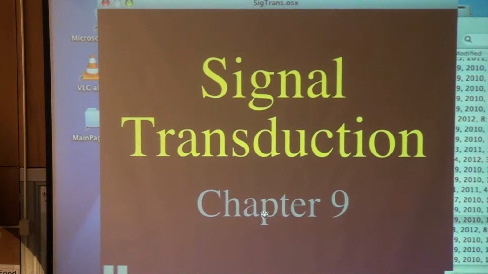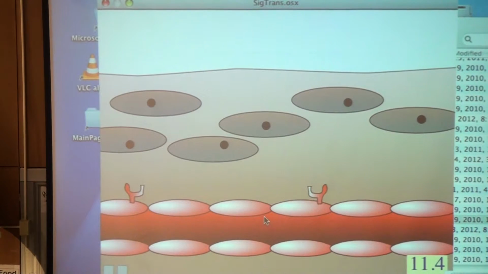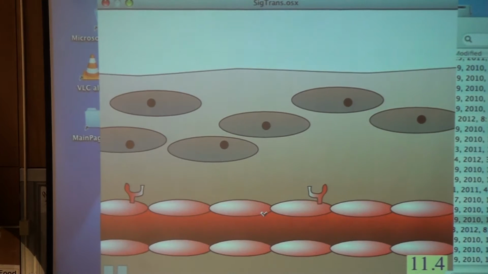All right, signal transduction is all about how one cell can communicate with another cell. Every now and then cells need to talk to each other, so to speak, and signal transduction is the process of one cell talking to another. And just to put this in some context inside our own bodies, let me show you what happens when you cut yourself.